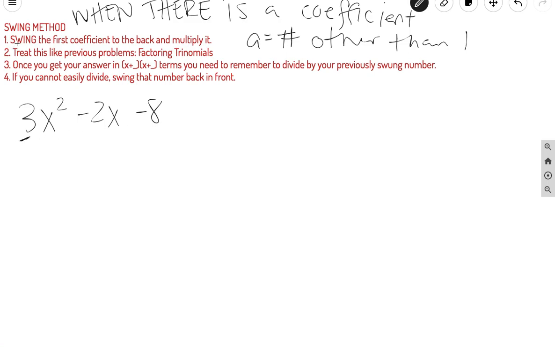The swing method tells us to swing the first coefficient to the back and multiply it. So let's use a different color. We're going to take this number right here, and we're going to swing it to the back. Okay, so now our new problem is going to look like this. x squared minus 2x minus 24.